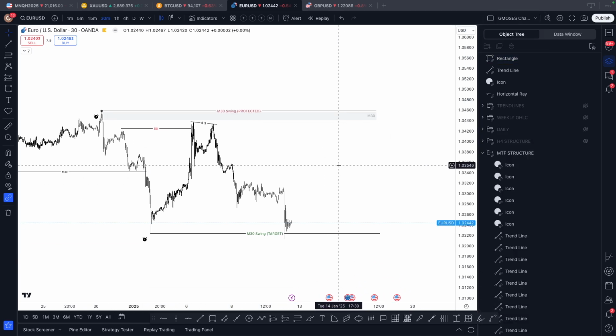So that's another thing that we can notate as well. We want to see if price will come back into this area once it breaks this area and closes below. Okay, so that's pretty much what we're looking at on EU, you guys.